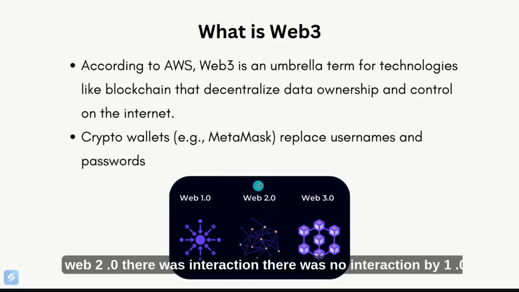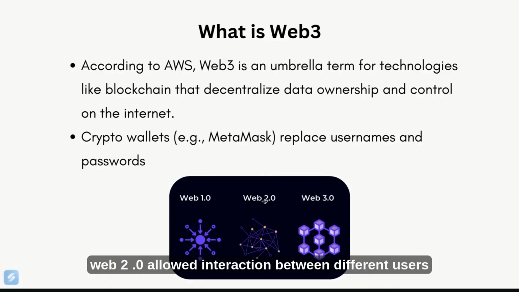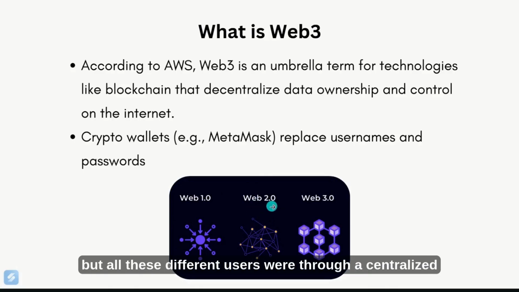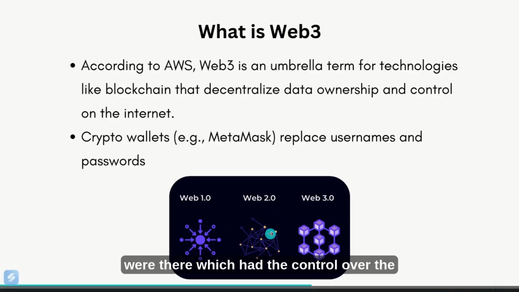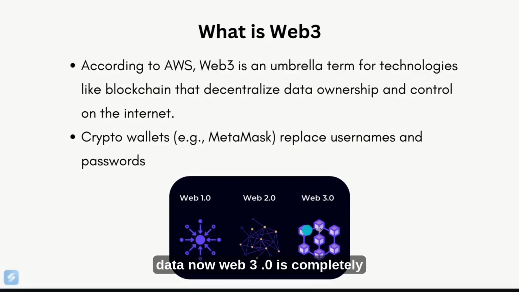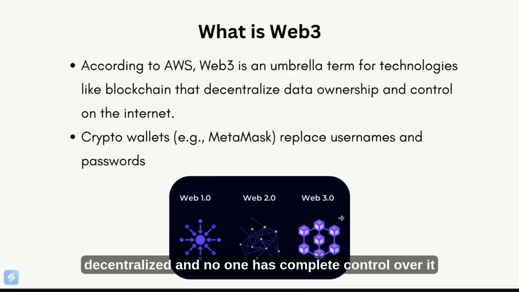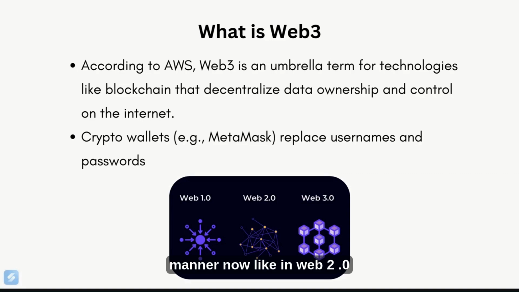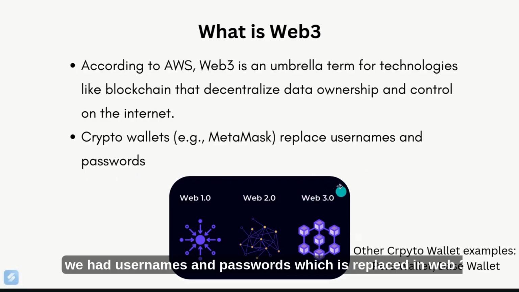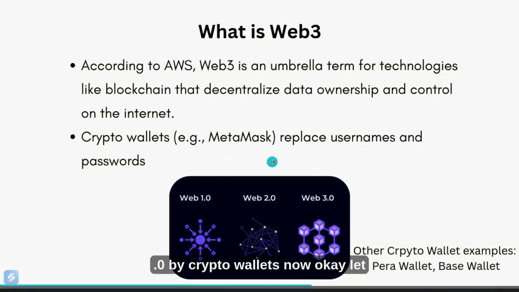In Web 2.0, there was interaction. There was no interaction in Web 1.0, but Web 2.0 allowed interaction between different users. But all these users were connected through a centralized server. As you can see in the yellow dots, the centralized nodes had control over the data. Web 3.0 is completely decentralized and no one has complete control over it. The data is also stored in a decentralized manner. In Web 2.0, we had usernames and passwords, which are replaced in Web 3.0 by crypto wallets.